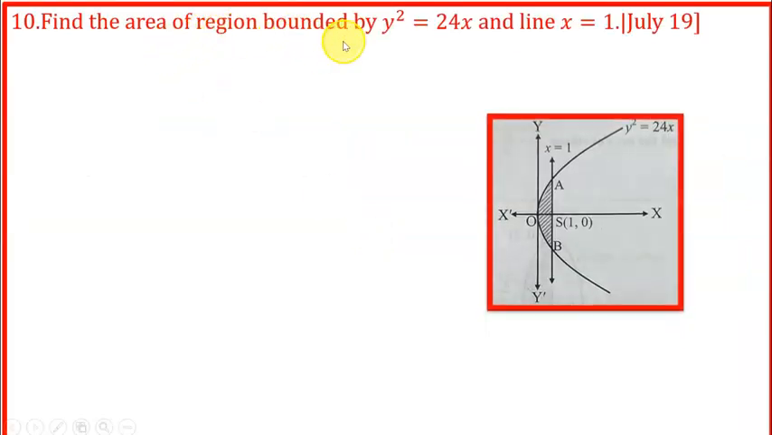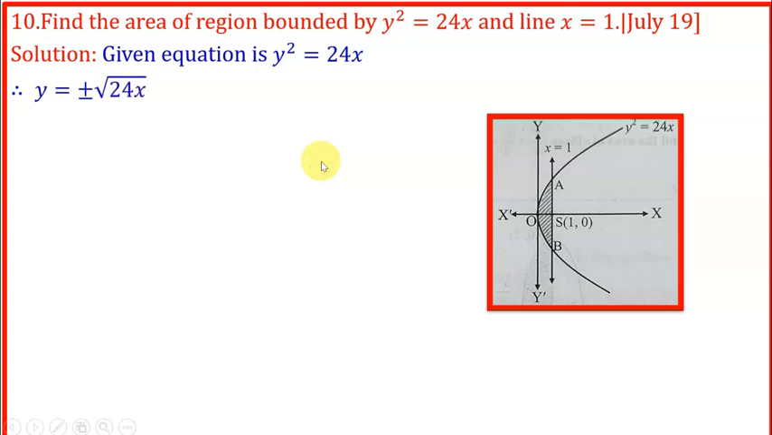Find the area of the region bounded by y square is equal to 24x, which is the parabola, and the line x is equal to 1. Again here we will find the area. Above this, that is the area of the region OSAO, into 2. Then we will get here the required area.